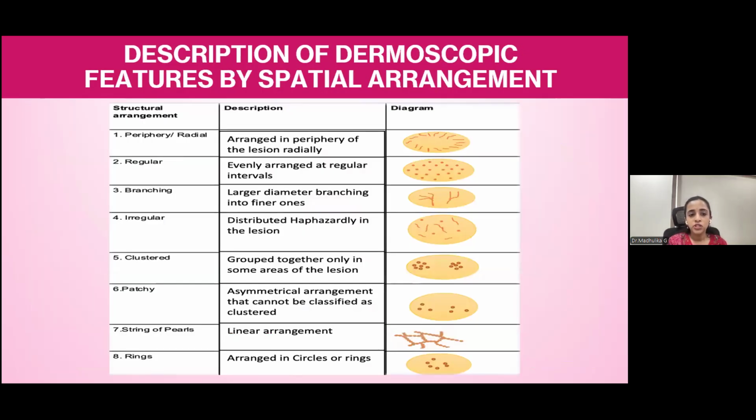So again, the spatial arrangement, how these morphological features are arranged within the context of a lesion. Are they arranged peripherally around the lesion? Are they regularly distributed throughout the lesion? Is there branching like with vascularity? Are they irregularly, haphazardly arranged? Are they clustered? Is it patchy? Is it a string of pearls appearance? And is it a ring-shaped appearance? So based on how these morphological features are arranged within a lesion also gives us specific clues for diagnosis. Next slide.